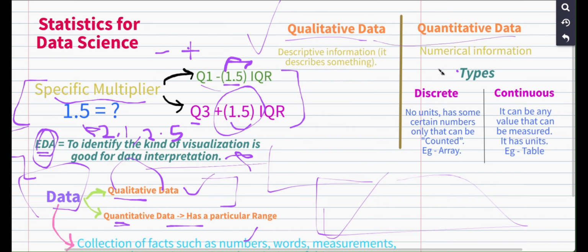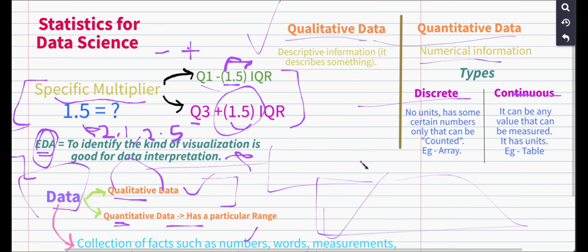But when you come to the quantitative data, that is the numerical information. When you just measure a particular data, the maximum and minimum values, then you can say that it is basically the numerical information. And the quantitative data, the numerical information, also has two types further, that is the discrete and continuous. This is a very important part in statistics, that the quantitative data has two types, discrete and continuous data, right?